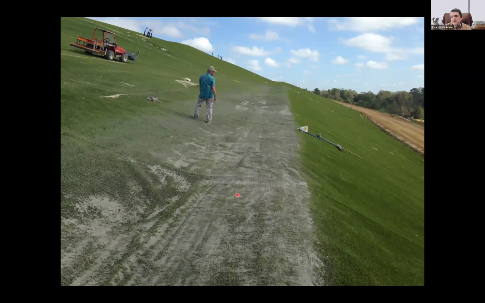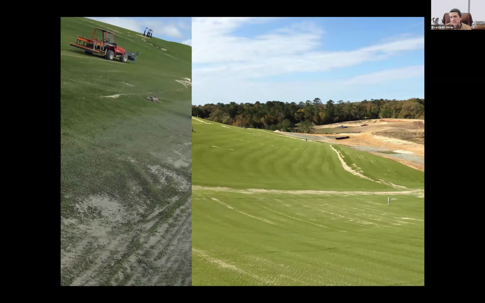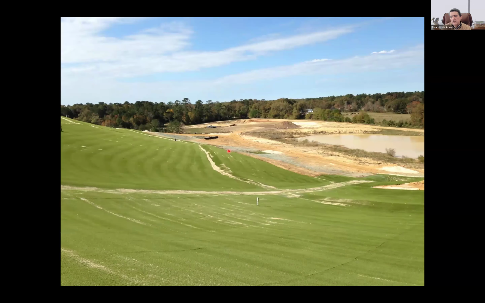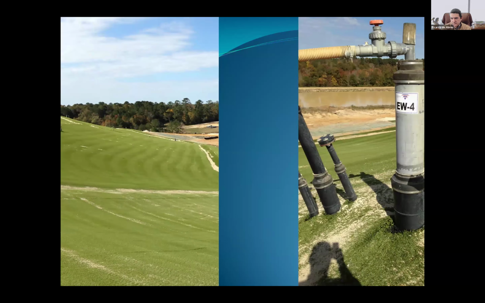Here's a picture of the cement binder that they put on some of the areas where they have stormwater being concentrated. And another picture showing the overall slope, north slope.